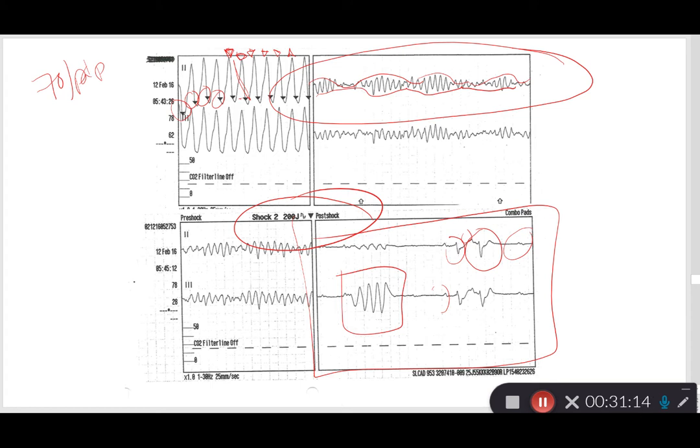About 30 seconds later, this patient woke up, told us to stop doing CPR on him, had a normal sinus rhythm, started having some PVCs, so we started an amiodarone drip. But luckily, this patient had a good outcome.